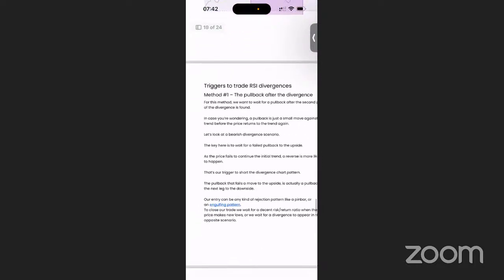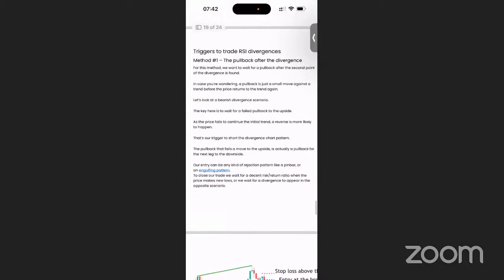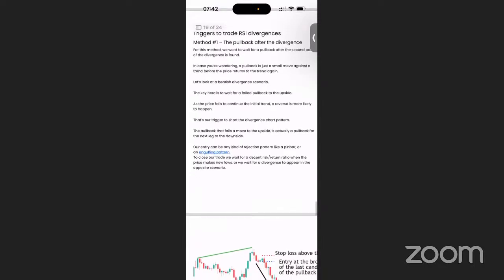Okay, I'm gonna explain just a little bit. Let me read it for you. That is our target to short the divergence chart pattern. The pullback that fails to move to the upside is actually a pullback for the next leg to the downside. Our entry can be any kind of rejection pattern, like a pin bar or an engulfing pattern.